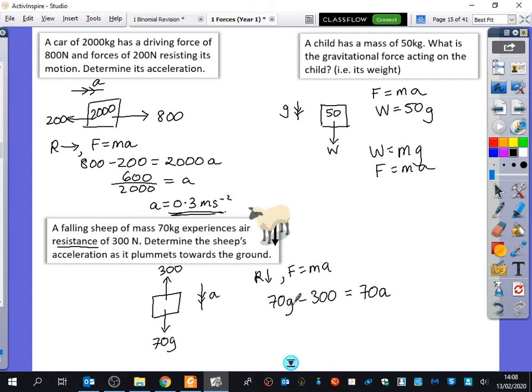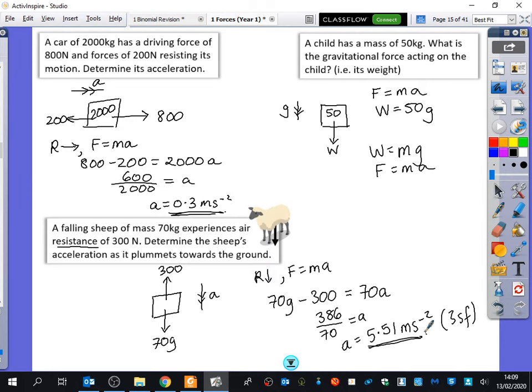So I'll do 70 times 9.8 minus 300, which is 386. And I will divide that by 70 to find out what the acceleration is. And when you divide that by 70, you get 5.51 meters per second squared to 3 significant figures. So it's quite a lot less than 9.8.